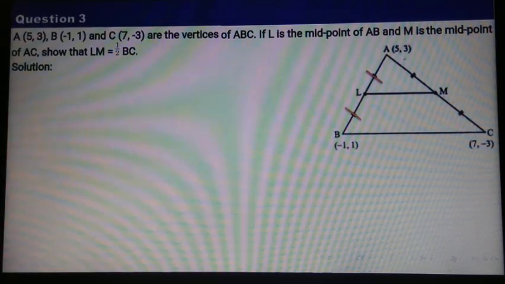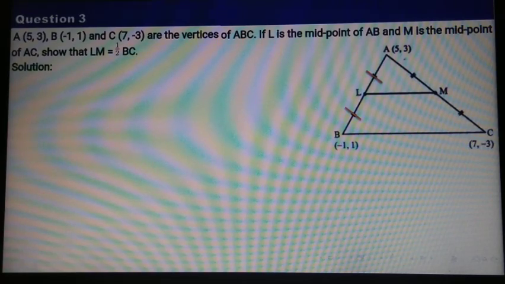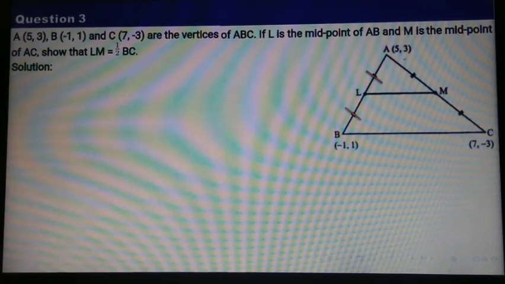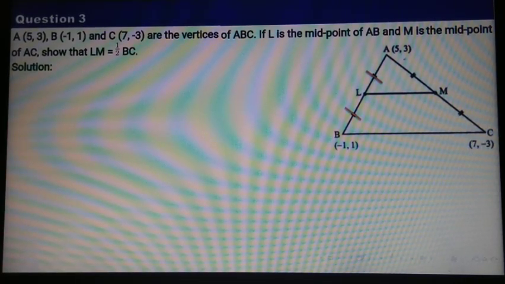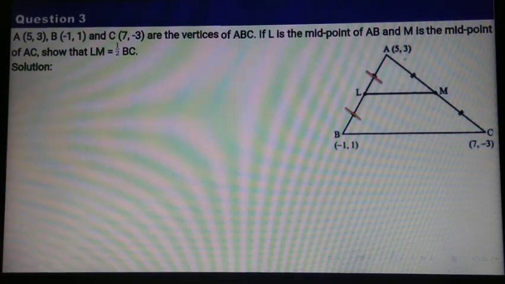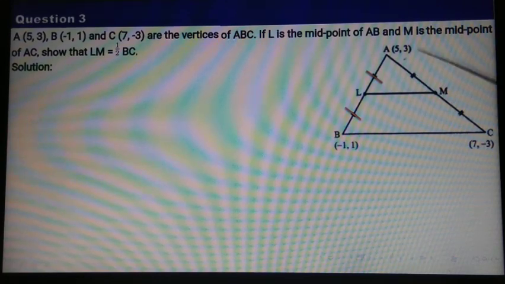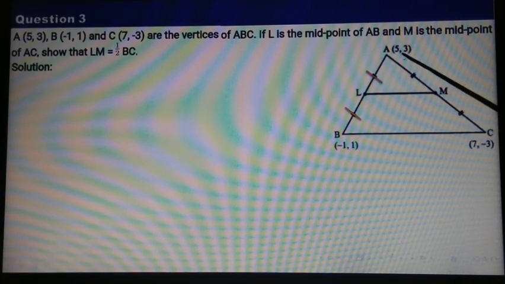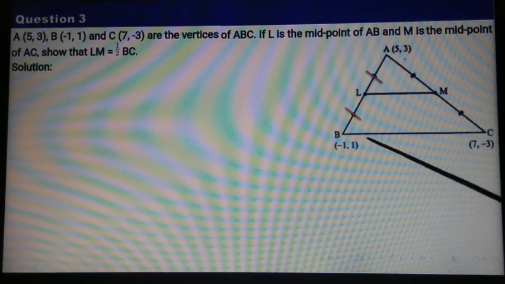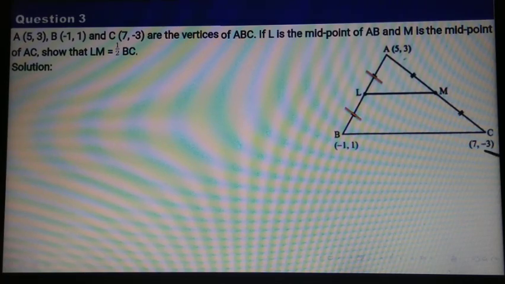Okay, let's read out the next question. The question says A (5, 3), B (-1, 1), and C (7, -3) are vertices of triangle ABC. So I have taken triangle ABC out here, right? A's coordinate is (5, 3), B's coordinate is (-1, 1), and C's coordinate is given to be (7, -3).